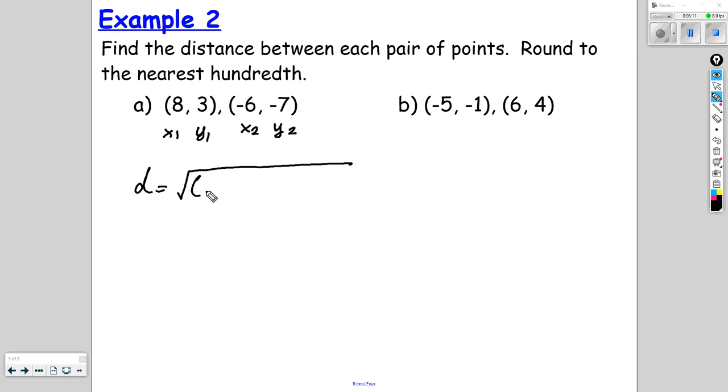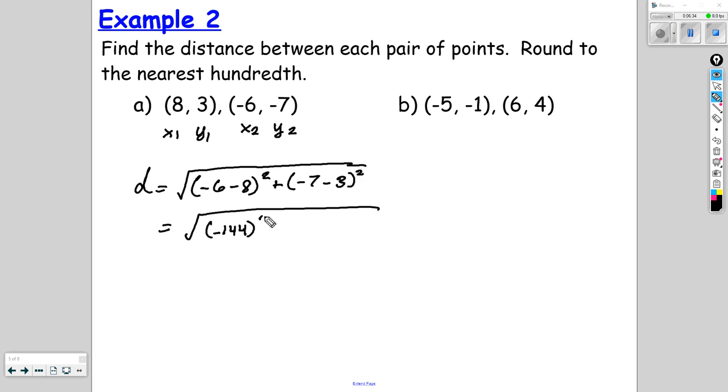We have x sub 2 minus x sub 1, which would be negative 6 minus 8 squared. And then we have y sub 2 minus y sub 1, negative 7 minus 3 squared. And now let's simplify. Negative 6 minus 8 is negative 14. And we're going to be squaring that value. Whoops. I don't know why I wrote negative 144. Let me go back. And then negative 7 minus 3 is negative 10. And we're going to square that value.